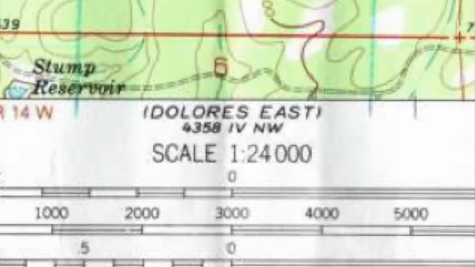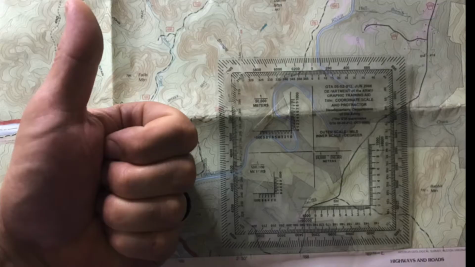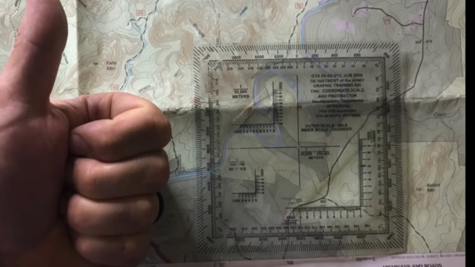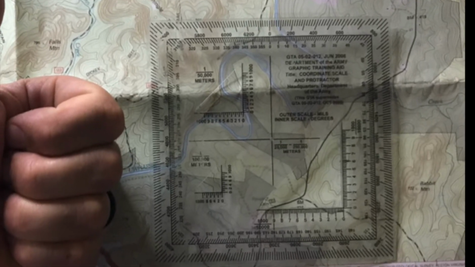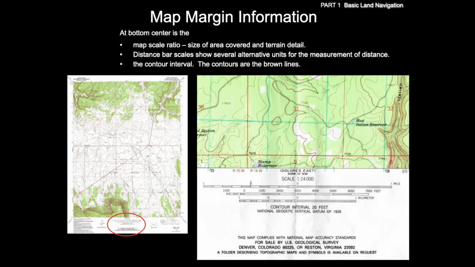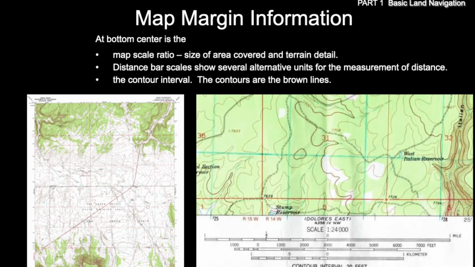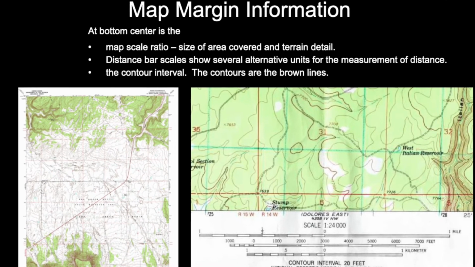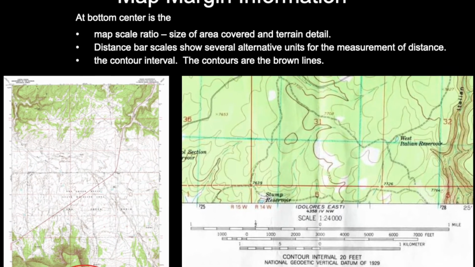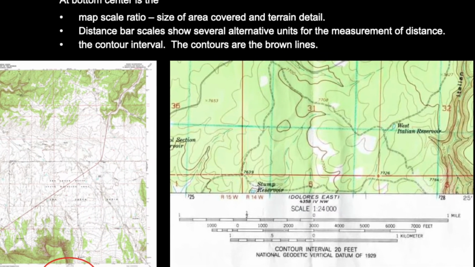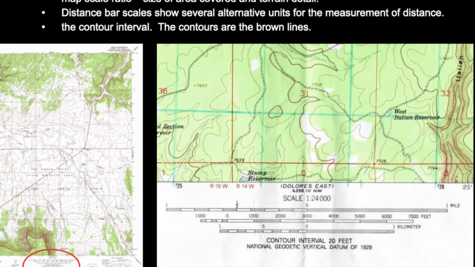This also, FYI, matters for what kind of protractor you're going to use, if you're going to use a protractor. We'll talk about that probably in the next video. Distance bar scales show several alternative units for the measurement of distance. So those are those bars down there with the numbers. They're showing you what the distance looks like in feet, kilometers, and miles.